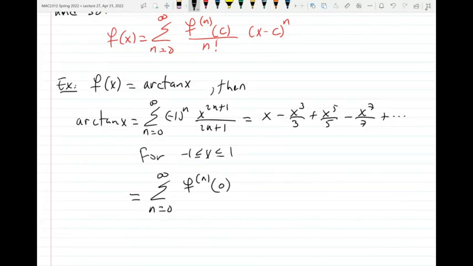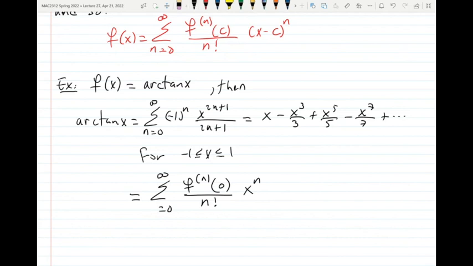The center is 0. The sum of the nth derivative of f at 0 over n factorial times x to the n, okay? Now, you need to understand that the n here is not the same as this n. Here I'm talking about all possible n's, including even and odds. Here we're only going through the odd numbers, okay? This n is not the same thing as this.